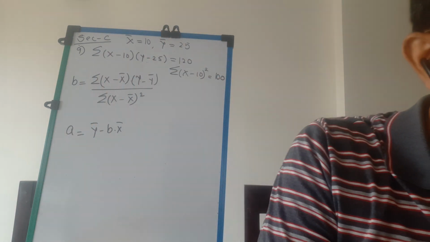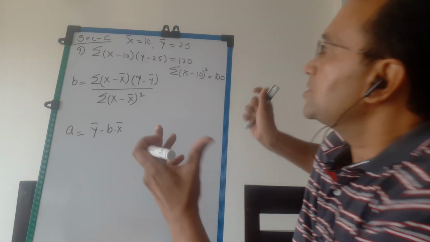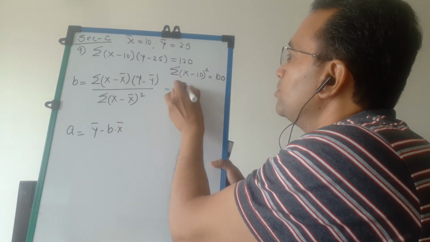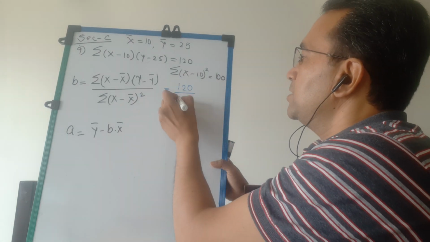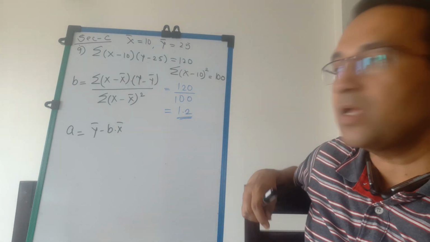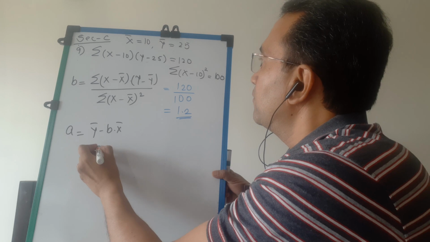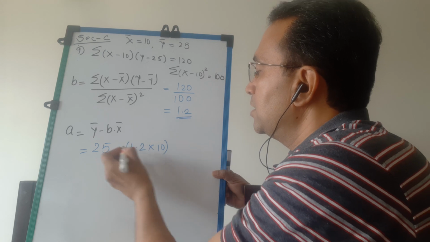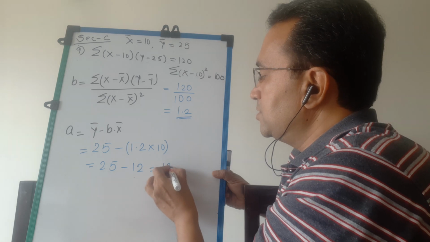Now students, I substitute the values in the formula. Check, sigma (x minus x bar), mind you, x bar is 10 and y bar is 25. So the numerator is 120 upon sigma (x minus x bar) whole square. X bar is 10, so this is 100. So this answer is 1.2. And substituting this value of b, and x bar and y bar, a is 25 minus 1.2 into 10. So this will be 25 minus 12, and so this answer is 13.